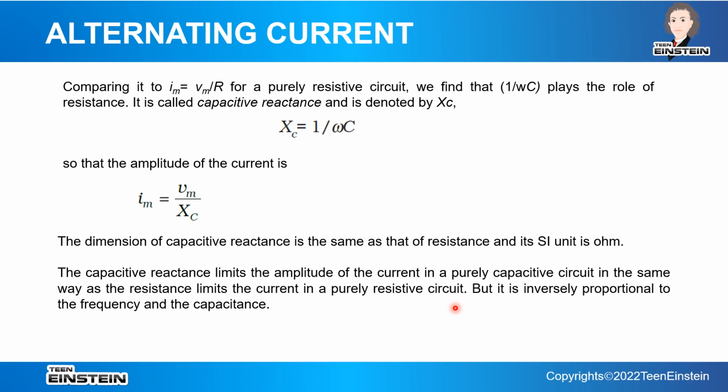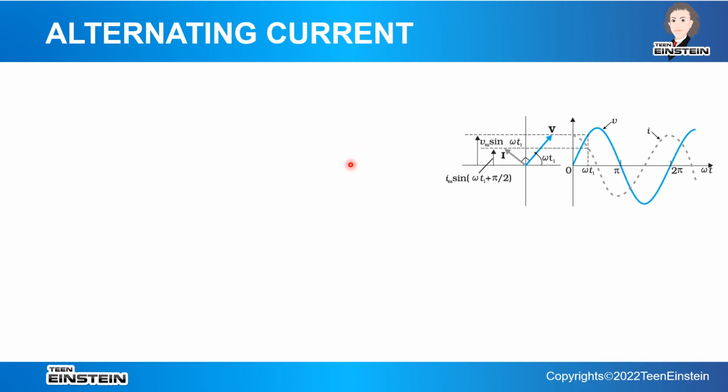Similarly, if you don't have any resistance in the circuit, but you have only a capacitance, and you apply an alternating voltage source which has a frequency of omega, then this value Xc is going to act as a resistance for that particular circuit. So it is inversely proportional to the frequency and the capacitance. So it is 1 by omega C.